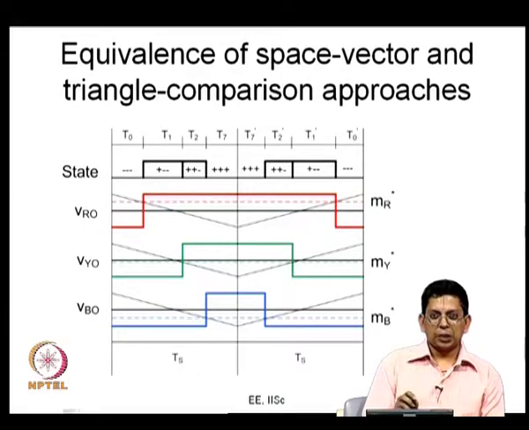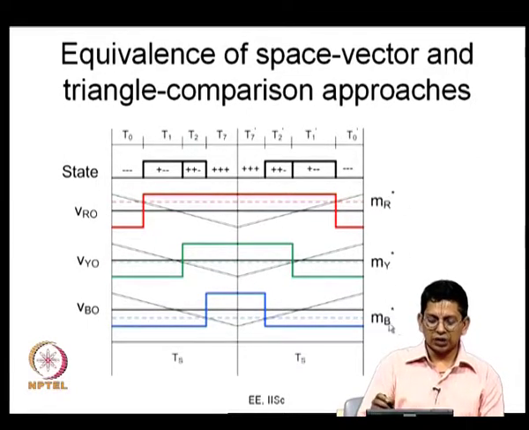So, we emphasized on the equivalence now. Once you have those things, you can consider the average values VRO average, which is shown here in the red dashed lines, and then you have this green line which stands for the yellow phase, and you take the average value, it is some average value very close to 0, and similarly VBO has some average value like this now. You can take a scaled version of this VRO average, you can call it MR star, and a scaled version of VYO average you can call it MY star, and scaled version of VBO average you can call it MB star.